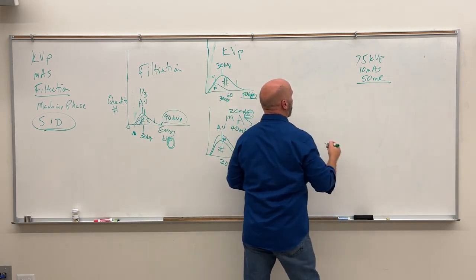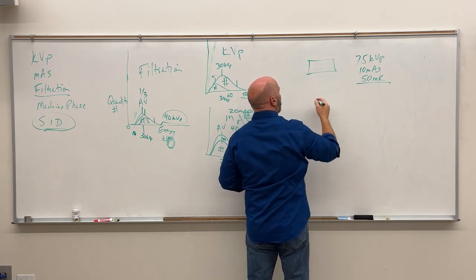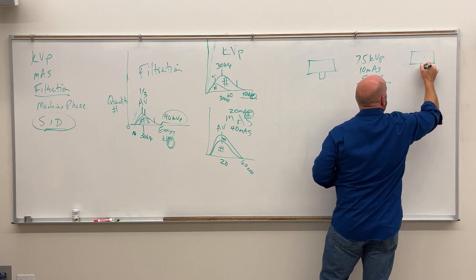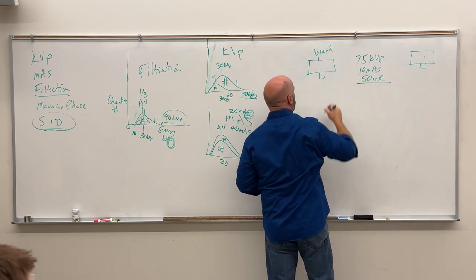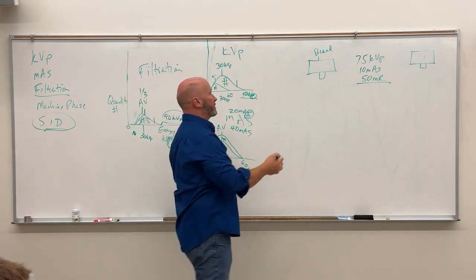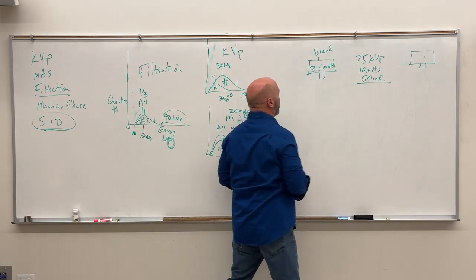Okay. So I've got an X-ray beam over here, and I've got an X-ray beam over here. Two different rooms. This one is brand new, just installed yesterday. What's your filtration? 2.5 millimeters of aluminum. 2.5 millimeters of aluminum. Okay?